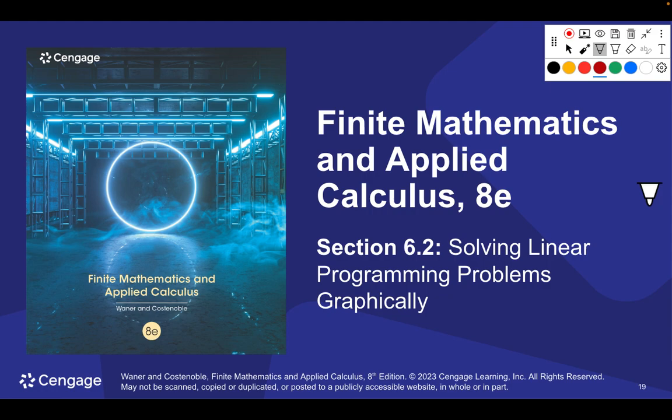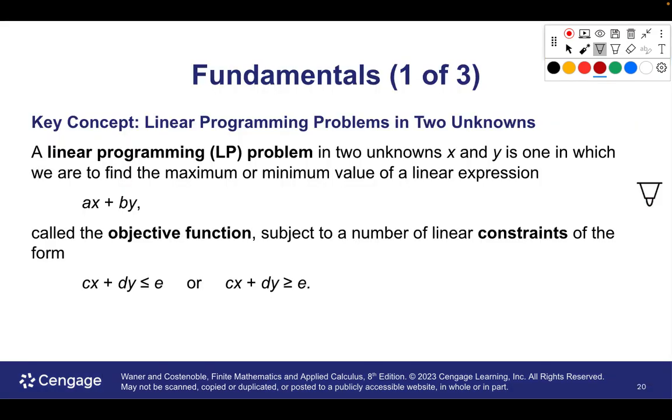Now I've got about 20 minutes to do 6.2, but we've got all the tools now. All we're going to do is put it all together. Okay, so here's the thing. We've got what we call an objective function. We want to make a profit, whatever, and we want to maximize that. Or we've got a cost function, we want to minimize it.